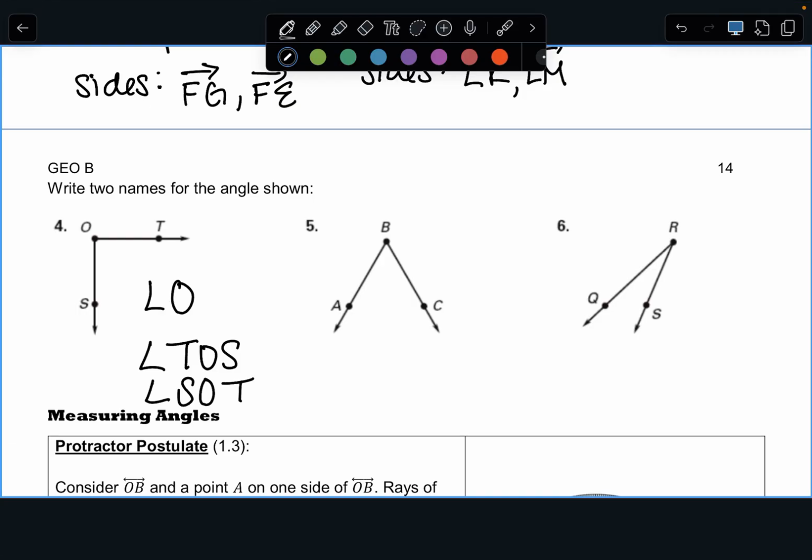Do number 6 on your own or with the people around you. Give me all 3 ways you can name it. I want 3 ways.